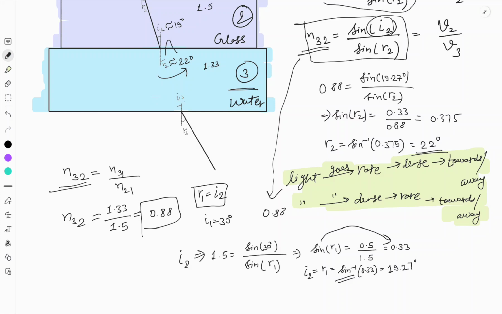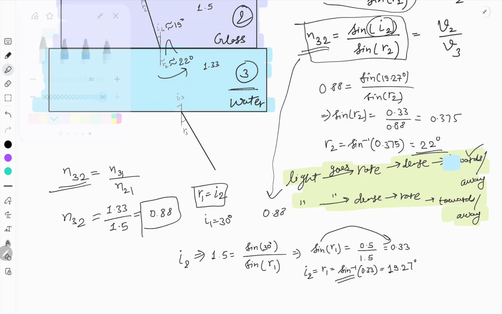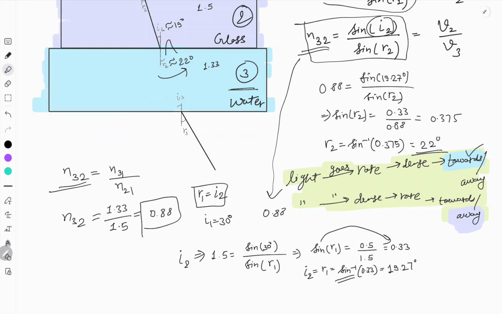So basically what I want you to take away from this video is that when light goes from a rare medium to a dense medium, it moves towards the normal. Okay, we can highlight it, right? And when it goes from a dense medium to a rare medium, then it moves away from normal, as we saw, because this angle came out to be bigger than the incident angle, right? So I hope this is clear to you.